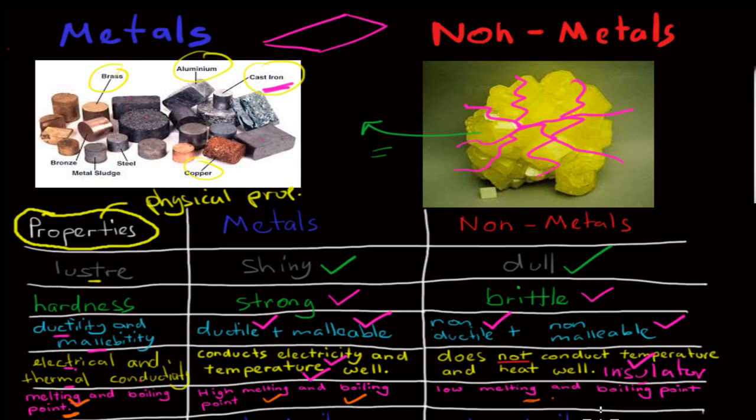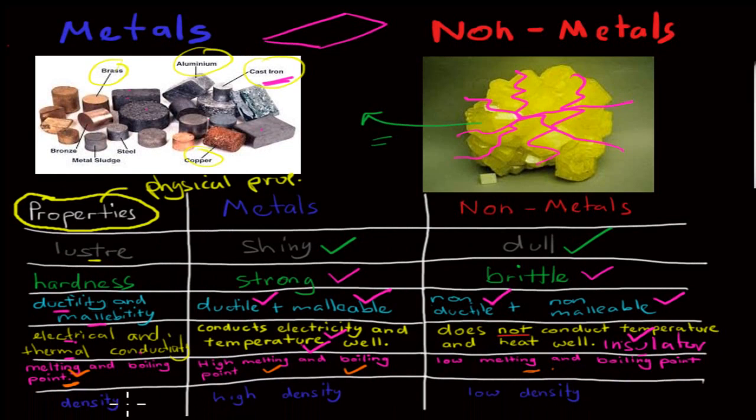So metals have high melting and boiling points, which means we have to put a lot of temperature into it to make it melt and then make it go into gas. Whereas nonmetals have a much lower melting point and boiling point. And some of those nonmetals, oxygen gas or nitrogen gas, are already gas at room temperature, which metals definitely aren't.